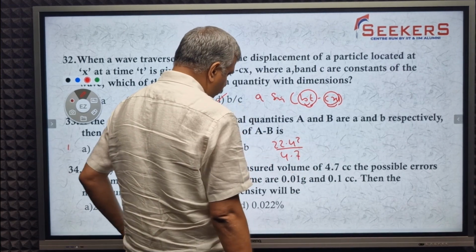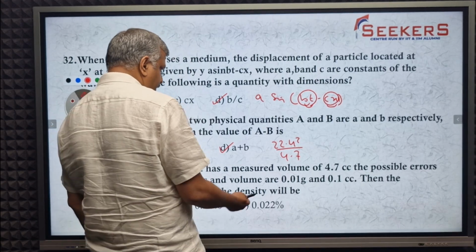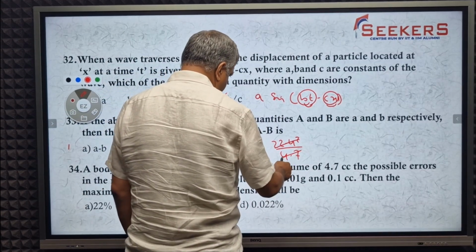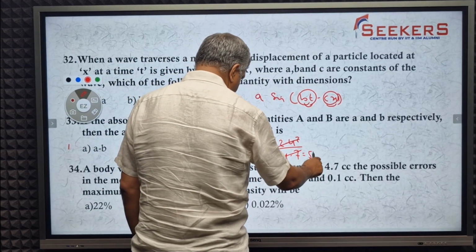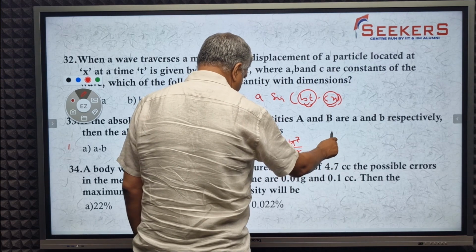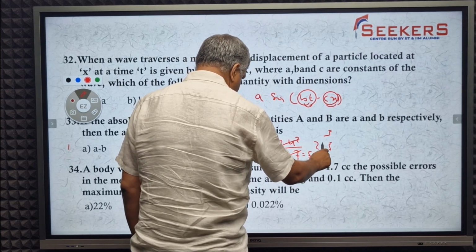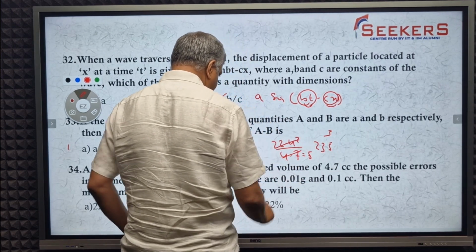So 22.42 divided by 4.7 is approximately equal to, suppose I say, 5. So 5 into 7 is 35, carry over 3, 23. So it is a little less than 5. Let's keep that in mind.